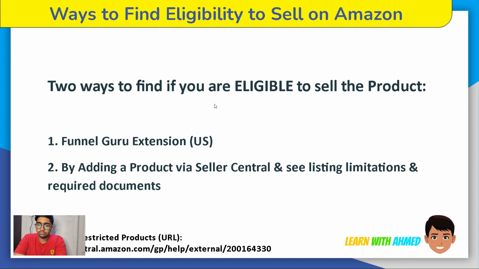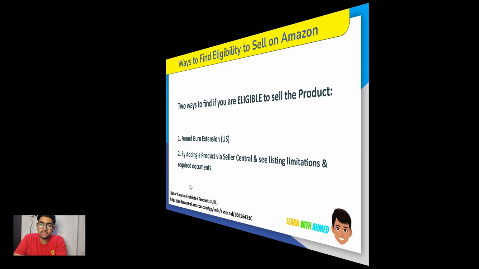So now, how do we know which product requires approval and which one does not? There, I have listed two of the ways. One is through the Funnel Guru extension, which connects to your Seller Central and tells you about your account eligibility to sell a product and the limitations. And you can also check manually by adding a product via Seller Central and see listing limitations and required documents. According to me, the second one is more preferred, and like I said, class 3 is the product hunting class. In that class, I'm also going to show you another extension which I use often for checking the eligibility and much more.